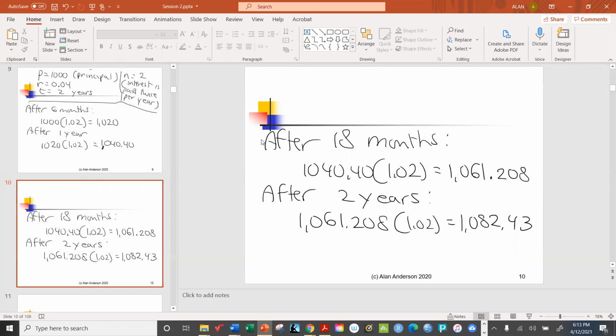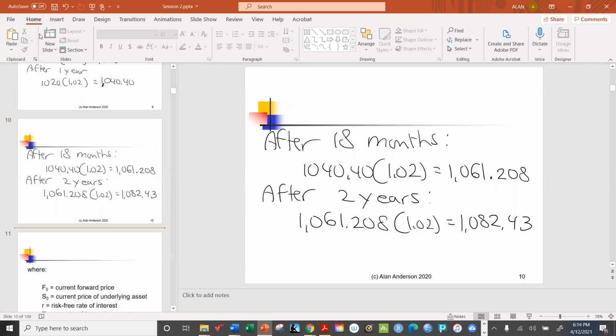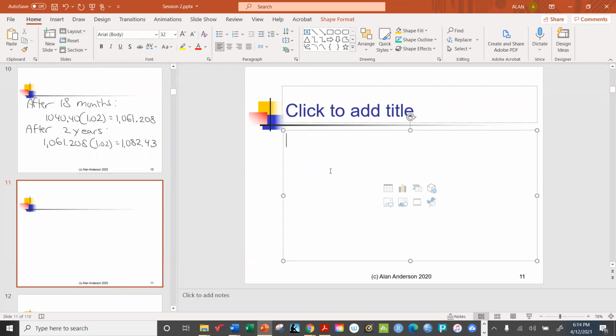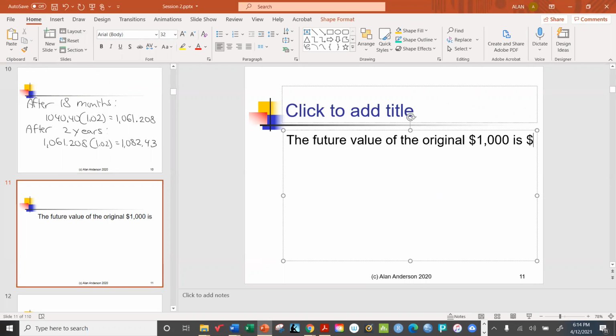There's a reason why I did this step by step. You can see after every 6 months, we're credited with another 2% worth of interest, so that after 2 years, we end up with 1,082.43. And so what that means is that the future value of the original $1,000 is 1,082.43.